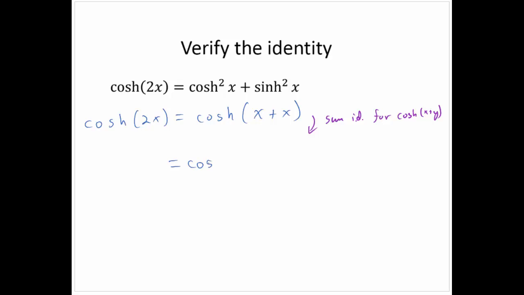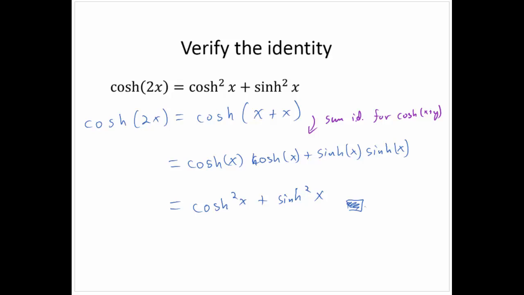And so that would be hyperbolic cosine of x times hyperbolic cosine of x plus hyperbolic sine x times hyperbolic sine x, which simplifies as hyperbolic cosine square x plus hyperbolic sine square x. And again, this completes the identity.